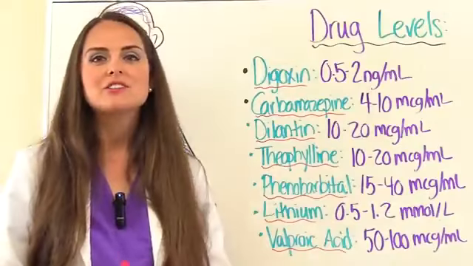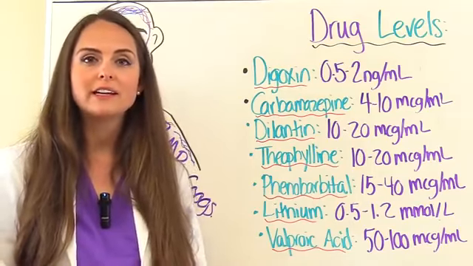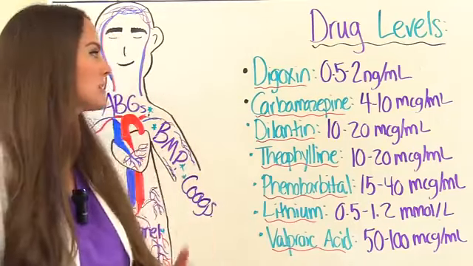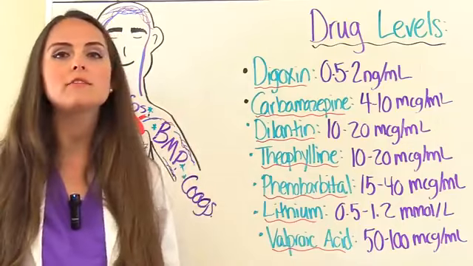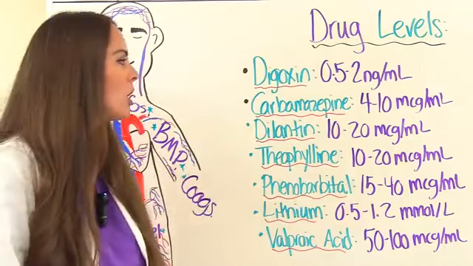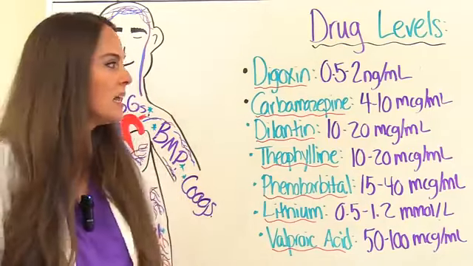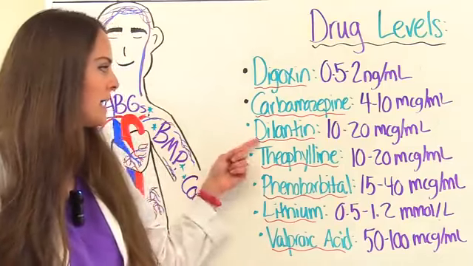Now let's wrap up this lecture and let's talk about the most common drug levels you may encounter on NCLEX. So first up is digoxin. A normal dig level is 0.5 to 2 nanograms per milliliter. Then we have carbamazepine, which is Tegretol. Normal level is 4 to 10 micrograms per milliliter.